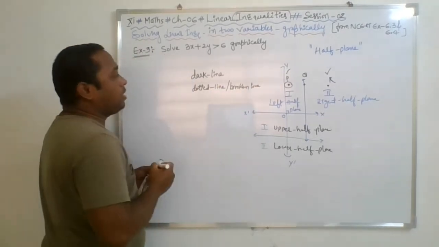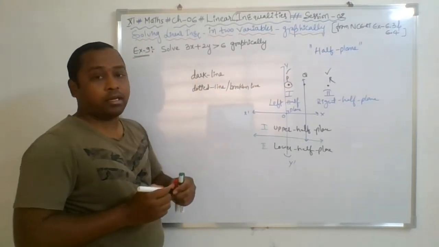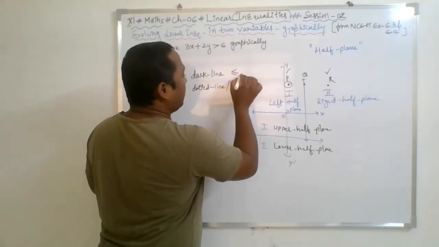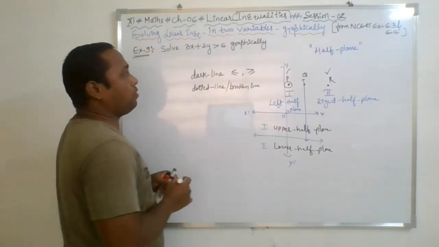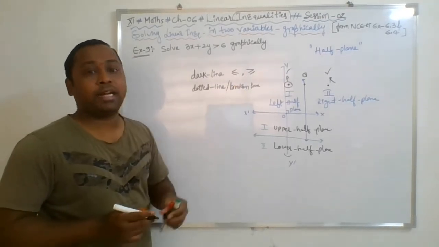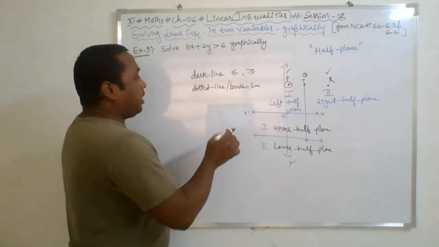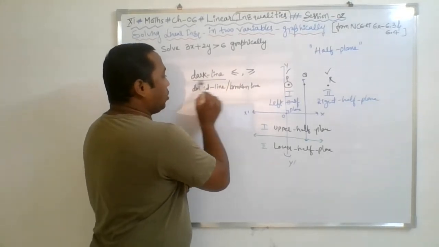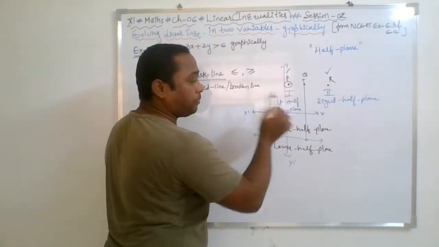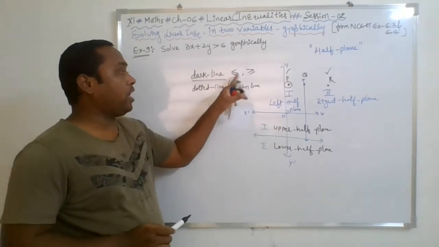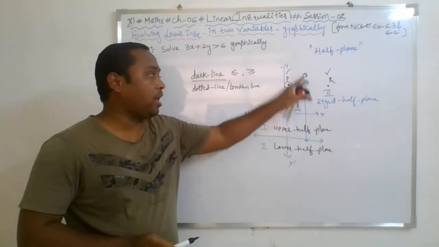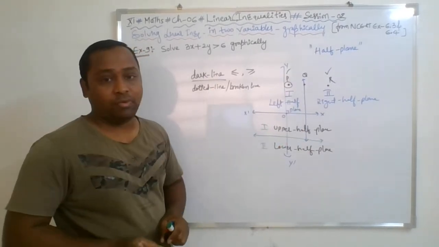Broken line. So when we need to draw the dark line, when the inequality involves less than or equal to or greater than or equal to. If the inequality involves less than or equal to and greater than or equal to, it means the solution region is not only the half plane, it also includes the points on the line. In that case the line has to be drawn as a darkened one.